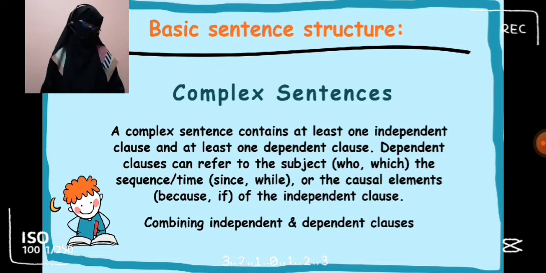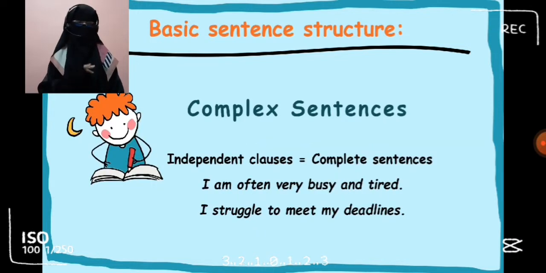A complex sentence uses one main independent clause and dependent clauses with any number of subordinating conjunctions, while compound sentences use coordinating conjunctions to join the clauses together. Complex sentences use subordinating conjunctions. Now, we're going to talk about combining independent and dependent clauses to make complex sentences. Independent clauses are complete sentences, as I have said earlier. They can function all by themselves. They could be their own sentence, but we can also combine them to make compound sentences.